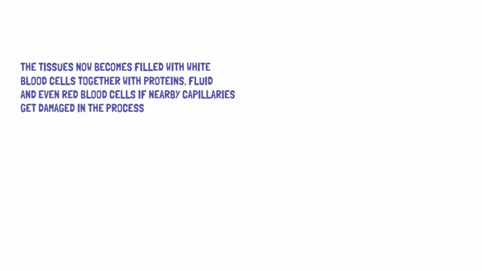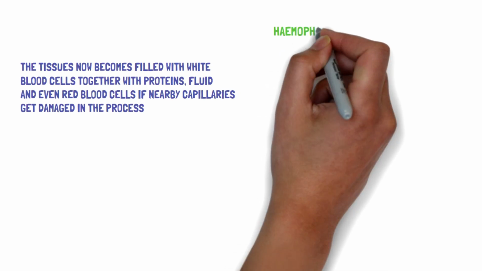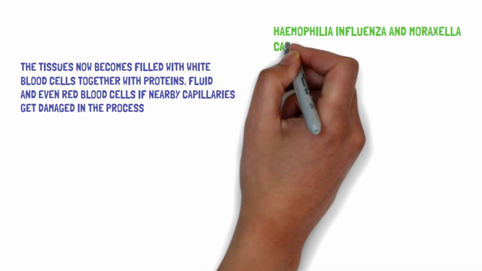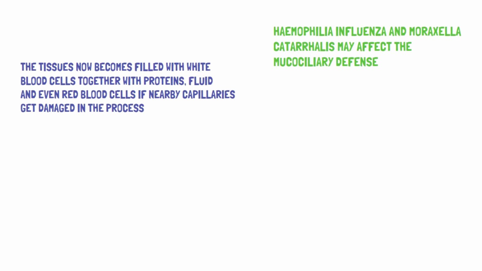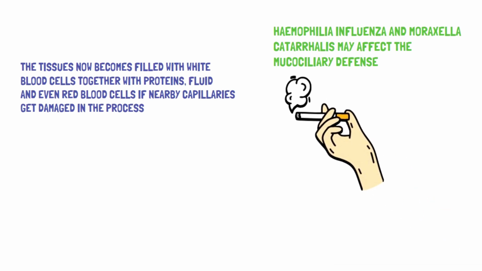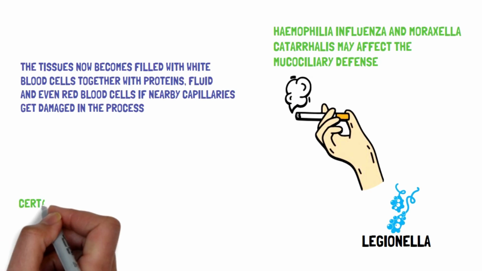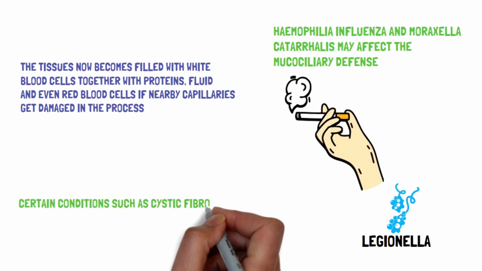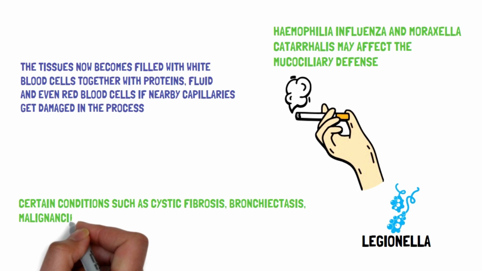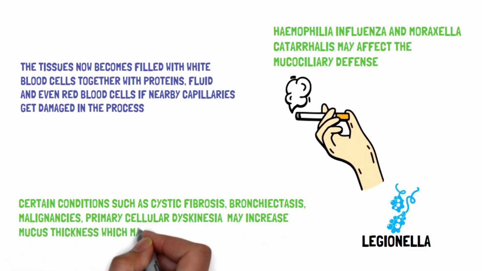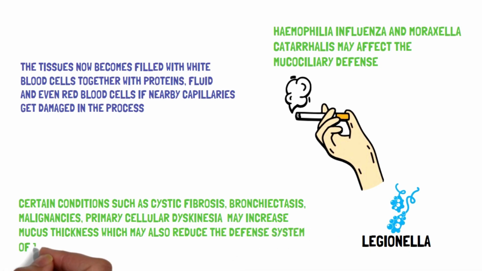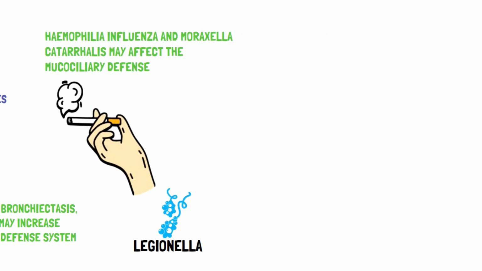Certain microbes may affect or impair the mucociliary defense. In patients with COPD, Haemophilus influenzae and Moraxella catarrhalis may affect the mucociliary defense. Elderly individuals and those who smoke may also be prone to Legionella, which may reduce or impair the mucociliary defense. Certain conditions such as cystic fibrosis, bronchiectasis, malignancies, and primary ciliary dyskinesia may increase mucus thickness, which may also reduce the defense system of the mucociliary cells.